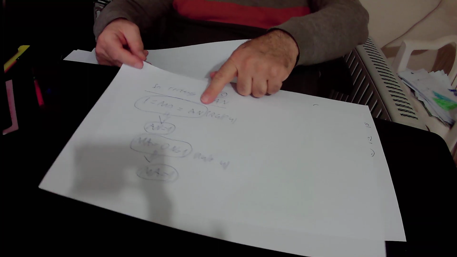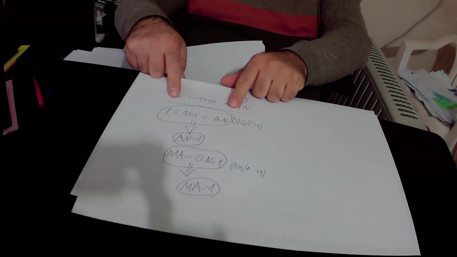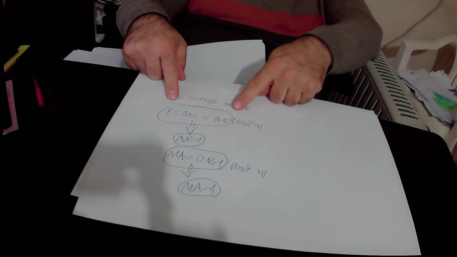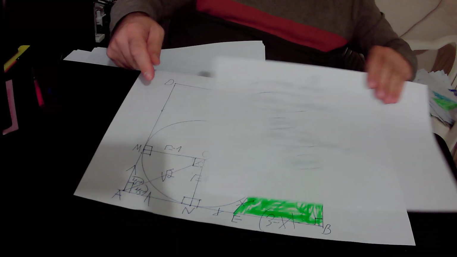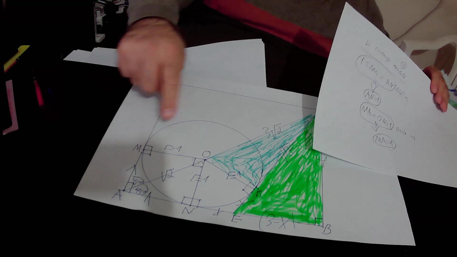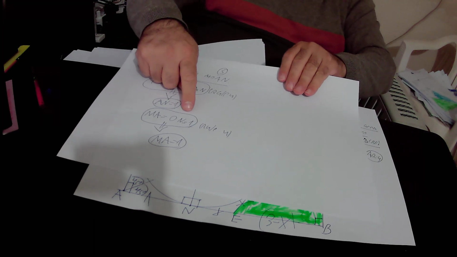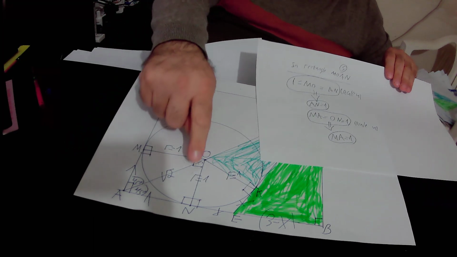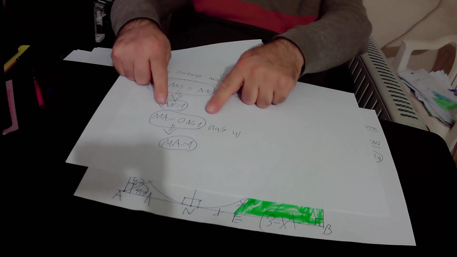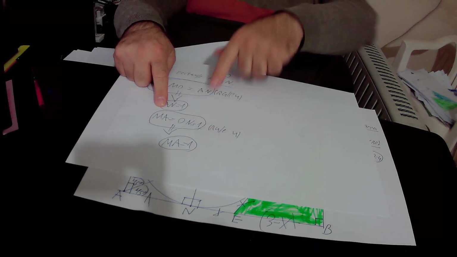MO equals AN, but we already know that MO equals 1. So from this equality we conclude that AN also equals 1. Likewise, MA must be equal to ON according to rule number 4. MA equals ON, but we know that ON equals 1, so from this equality we conclude that MA also equals 1.